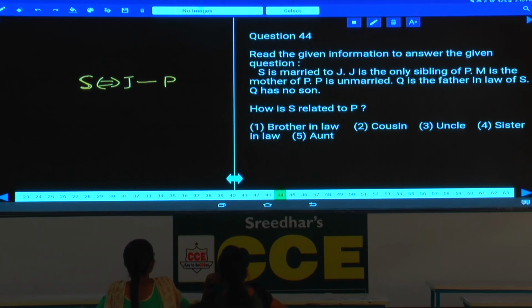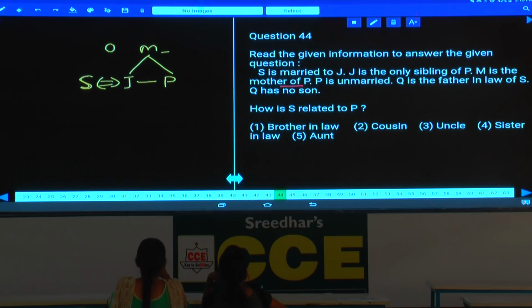M is the mother of P. That means M is the mother of these 2 persons, J and P, and P is unmarried. Q is the father-in-law of S. Who is the father-in-law? S's spouse's father. Who is the spouse of S? J. Hence, J's father is Q, isn't it?